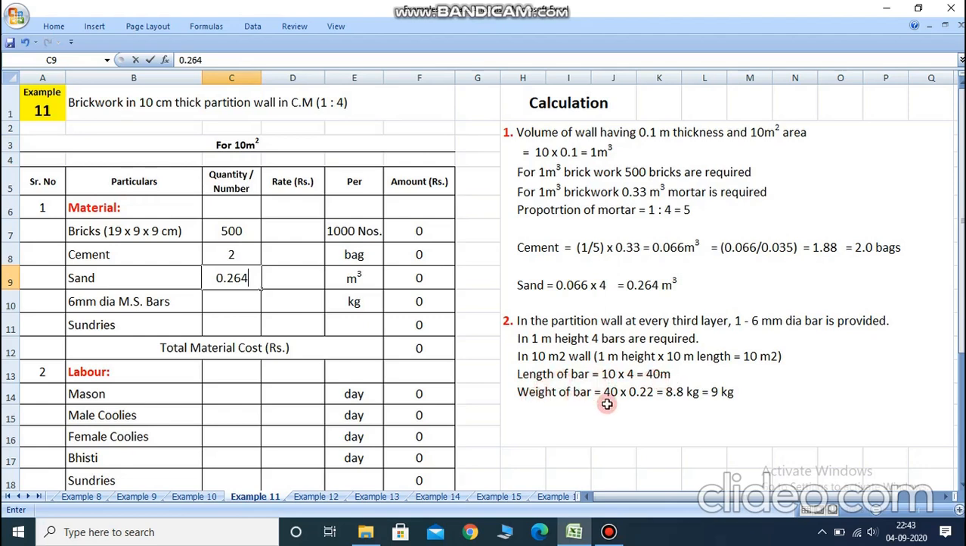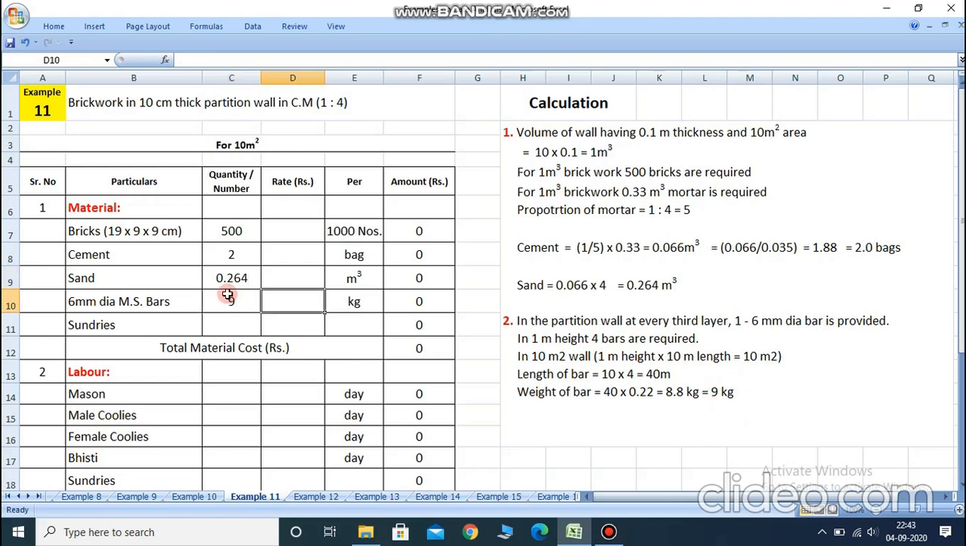The weight of the bar is 40 multiplied by 0.22. We got 0.22 from d square divided by 162. So we got the answer of 8.8 kg of 6 mm diameter mild steel bar required. The rounded figure is 9 kg. So we write here 9 kg as the 6 mm diameter bar.